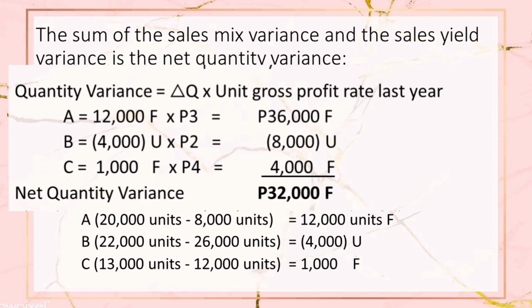Now we can compute the quantity variance. In product A, the change in quantity, 12,000 times 3, so we get 36,000, which is favorable. That is the quantity variance. In product B, negative 4,000 times 2, so we get negative 8,000, which is unfavorable. In product C, 1,000, which is favorable, times 4, so we get 4,000 favorable. So 36,000 in product A minus 8,000 in product B plus 4,000 in product C. So we get the net quantity variance of 32,000.